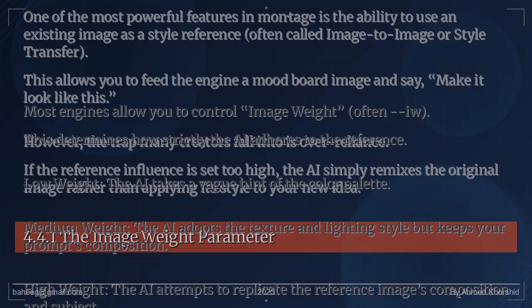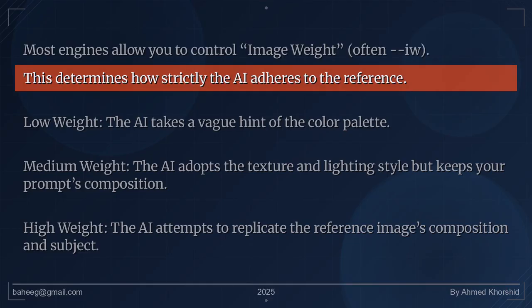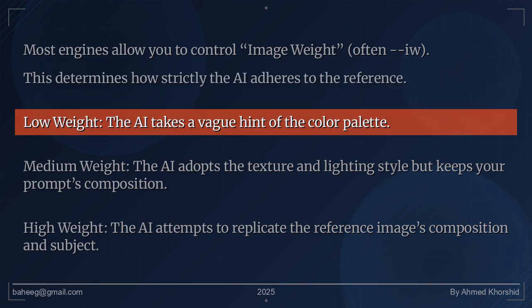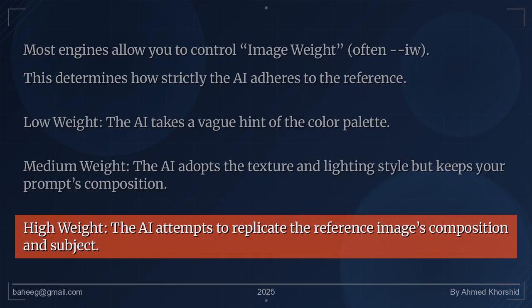4.4.1 The image weight parameter. Most engines allow you to control image weight, often IW. This determines how strictly the AI adheres to the reference. Low weight, the AI takes a vague hint of the color palette. Medium weight, the AI adopts the texture and lighting style but keeps your prompt's composition. High weight, the AI attempts to replicate the reference image's composition and subject.